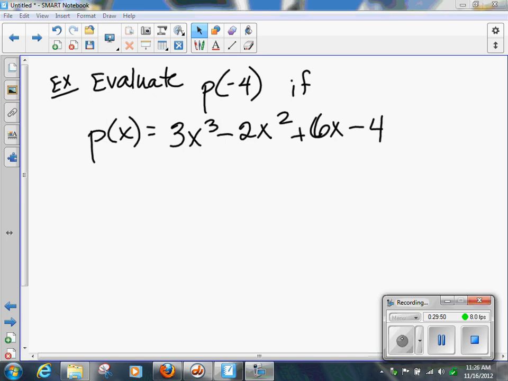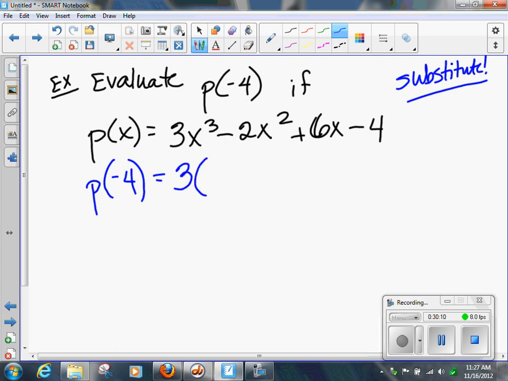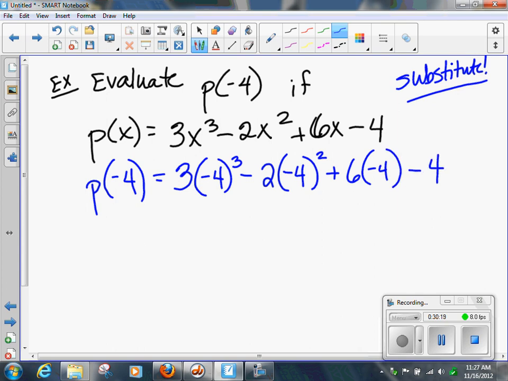Okay? All we do is substitute, folks. That's all. We just substitute. Anywhere we see, well, look, when I write this, what have I just replaced with the negative 4? The x. So everywhere I see an x, I'm going to put negative 4. That's all we're doing.